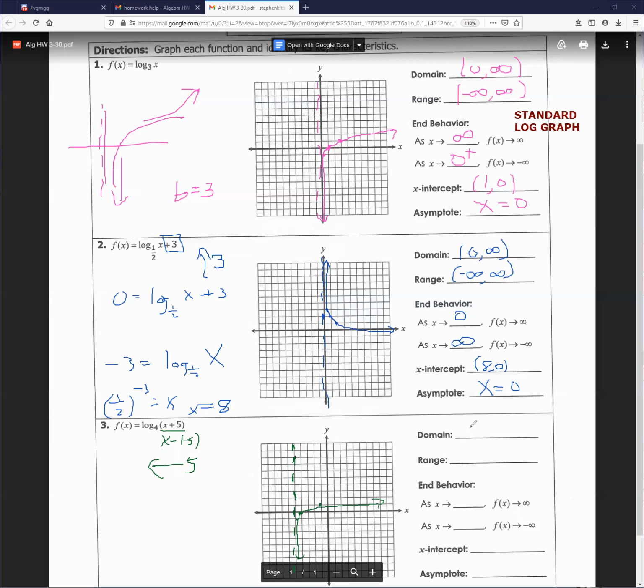And domain is now from -5 to infinity because we moved it over. Range is still all real numbers. As x goes to infinity, we go to infinity. As x goes to the asymptote, we go to negative infinity. X-intercept is going to be at -4, 0. And the asymptote is x equals -5.